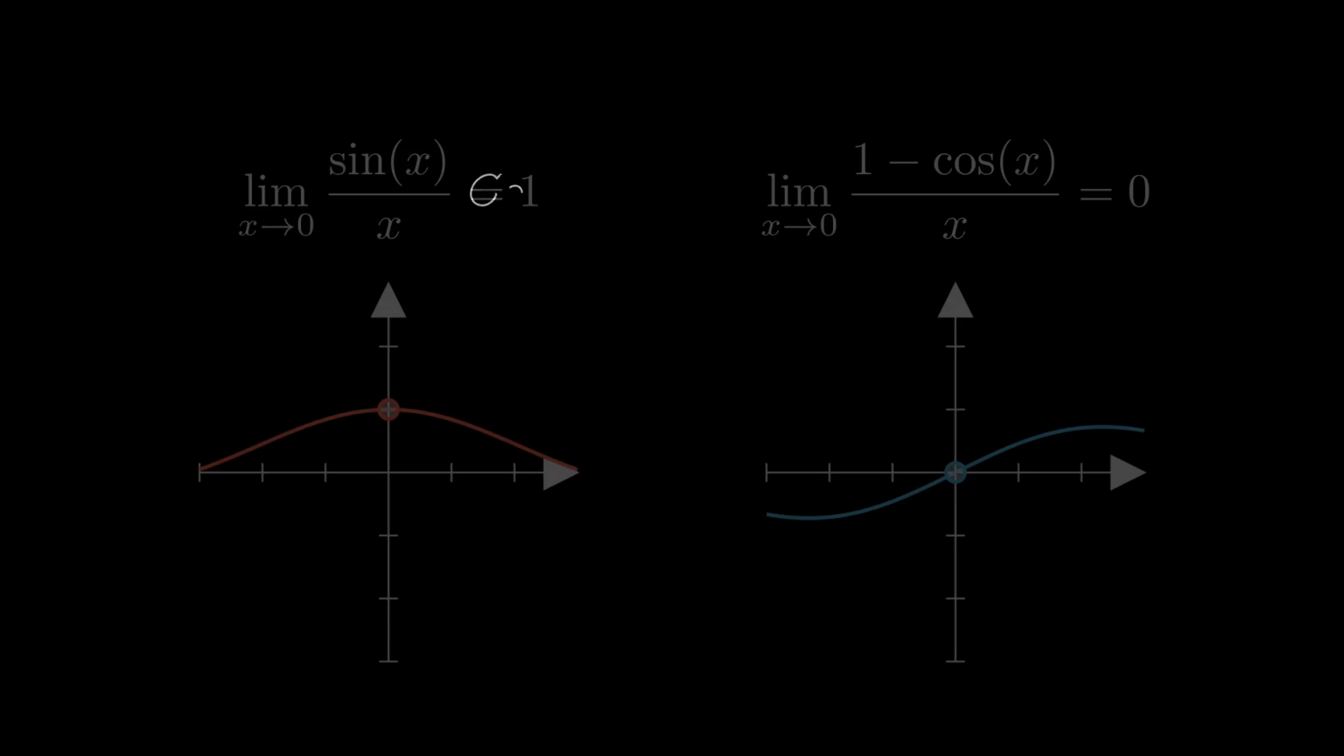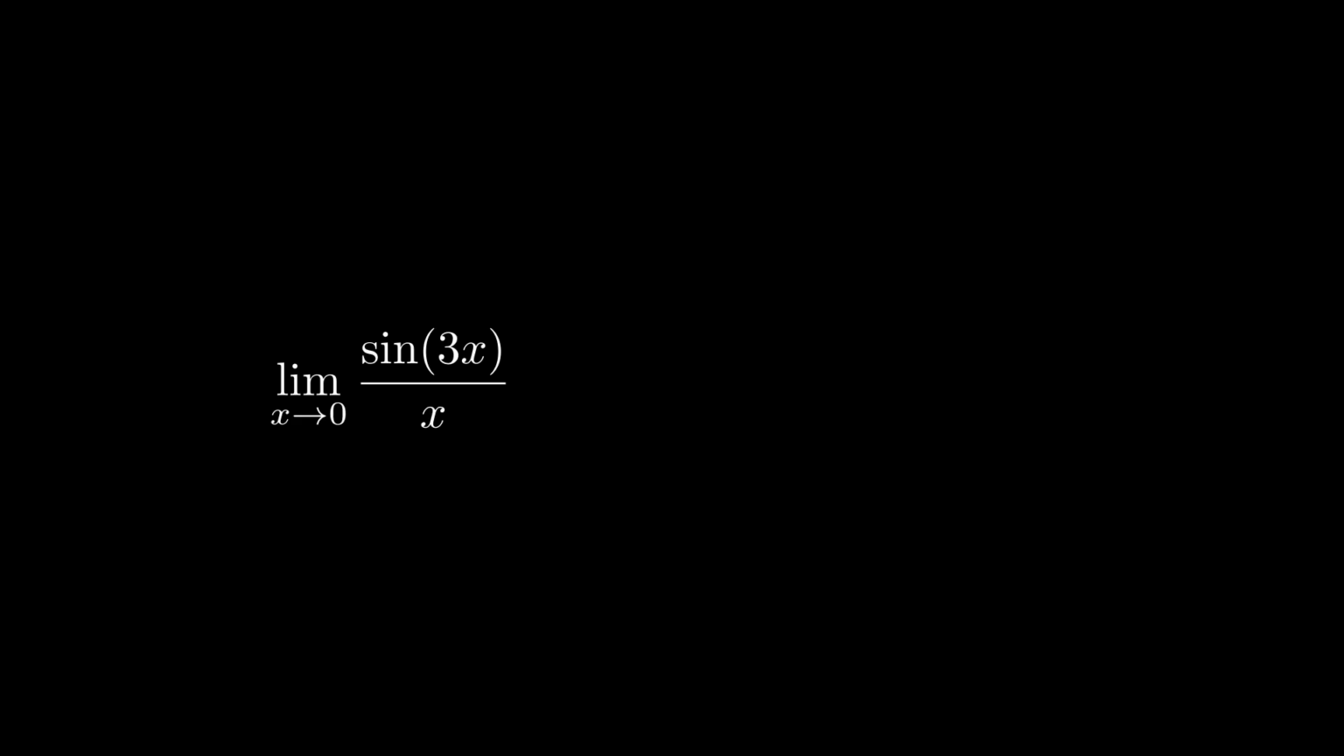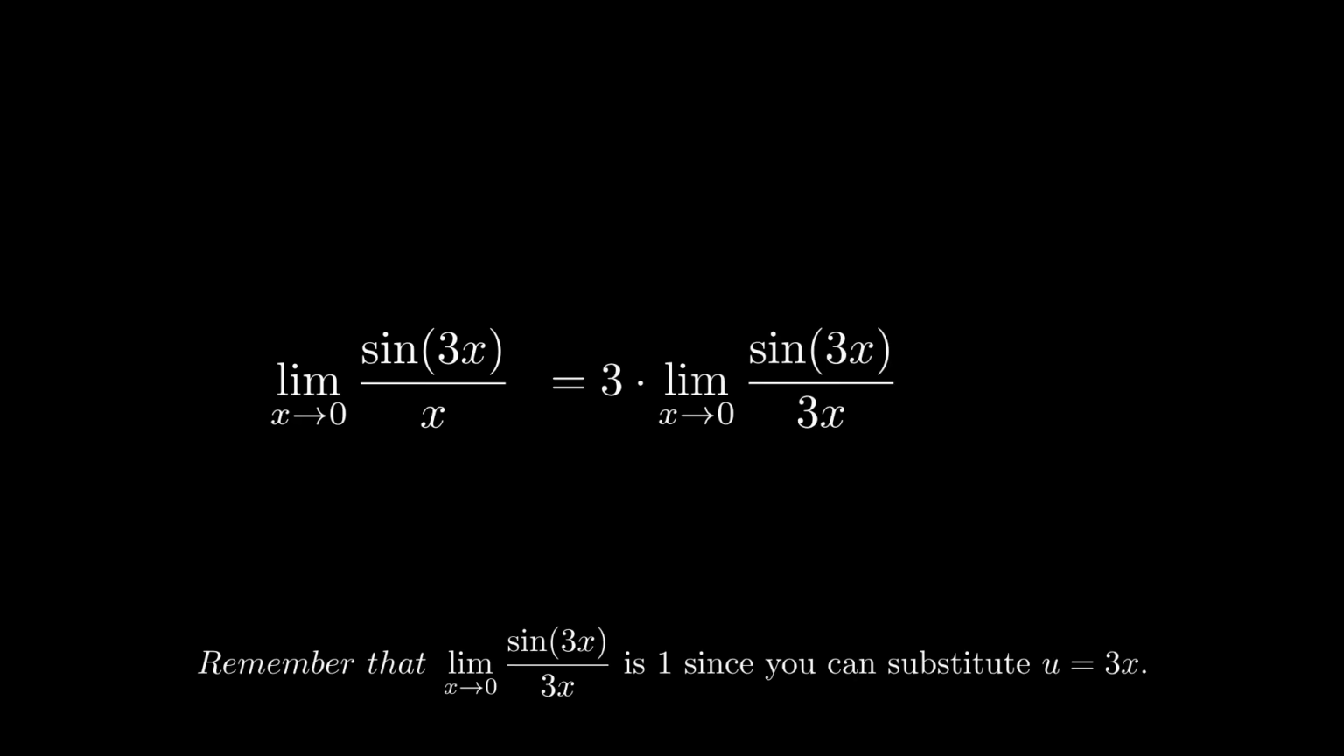Let's try an example using one of these limits. Say that you need to find the limit of sine of 3x over x as x approaches 0. Notice that if we try plugging in 0, we get 0 over 0, so we can't use direct substitution here. But we do notice that we can rewrite the expression like this. Now, if you substitute in another variable for 3x, you realize that what we have here is the same special limit as what we just saw. That means we can substitute 1 into sine of 3x over 3x, and we get our answer of 3.